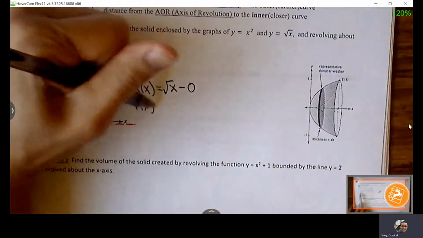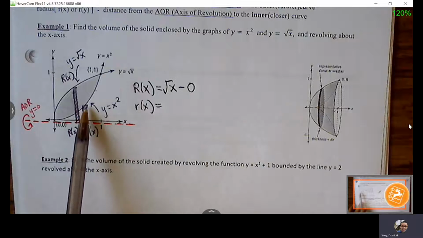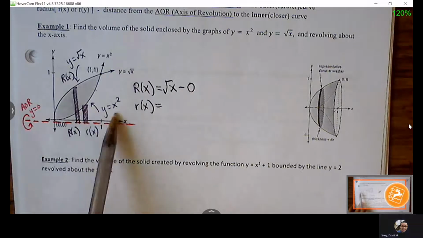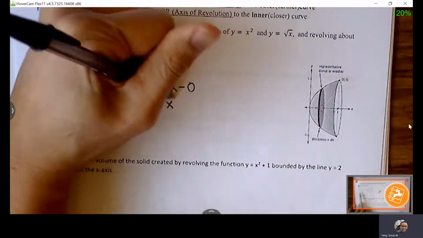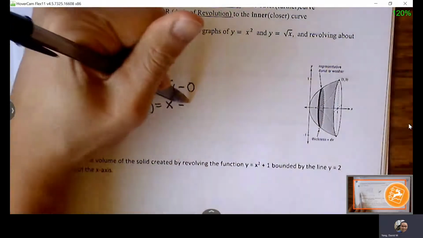Little radius. Start at the top of the little radius. What's the top of the little radius touching? The x squared. Minus, and the bottom is 0.